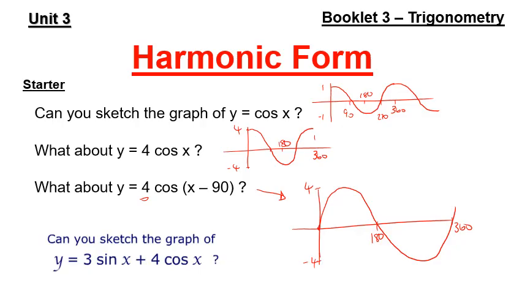Okay, the last one, 3 sin x plus 4 cos x. That was a bit of a trick question really, because I'm not really expecting many of you to know what that looks like. You could draw the separate graphs of 3 sin x and 4 cos x together and then try and add them. But that's actually quite tricky to do very accurately. I'll show you on the next slide what I mean.